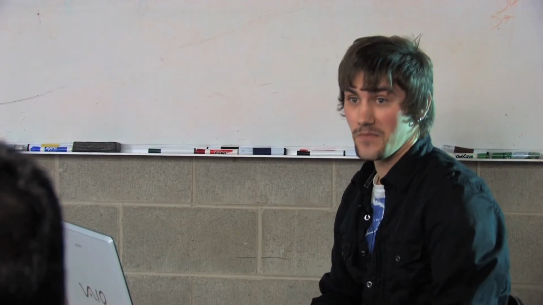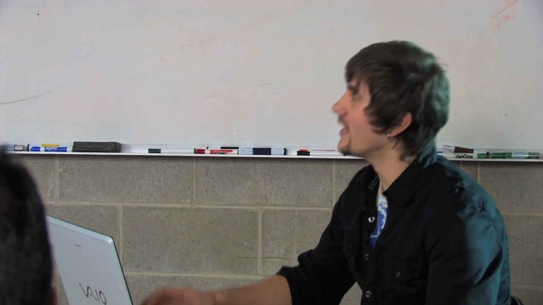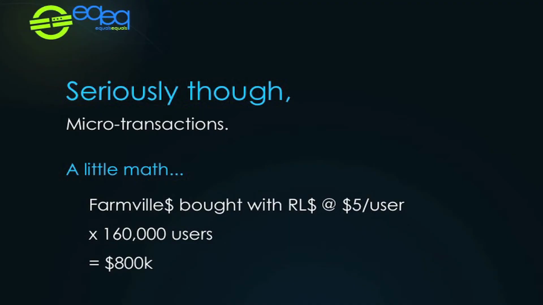And this is a free game. You don't pay to play the game. They use what we call microtransactions. What is a microtransaction? To do the math, Farmville dollars are something you can buy. You don't have to, but you can. You buy Farmville dollars, which you can earn through just playing the game normally, with real dollars, say $5 per user, and that's times 160,000 users. 160,000 users, that's not too hard to get. So $5 per user times 160,000 users, that's $800,000.